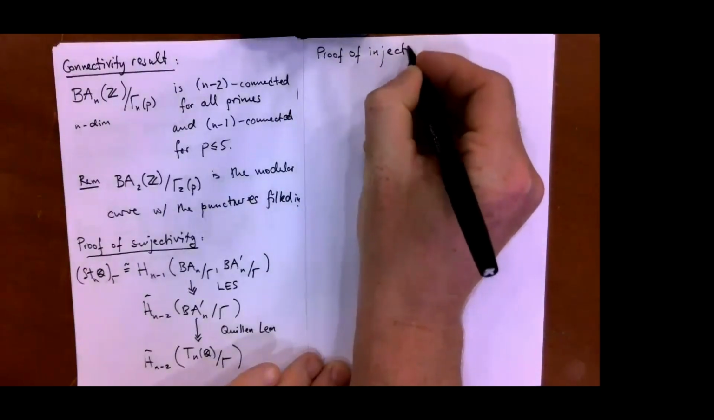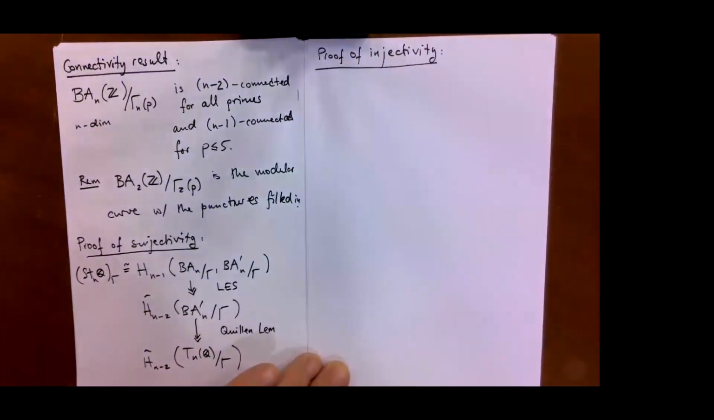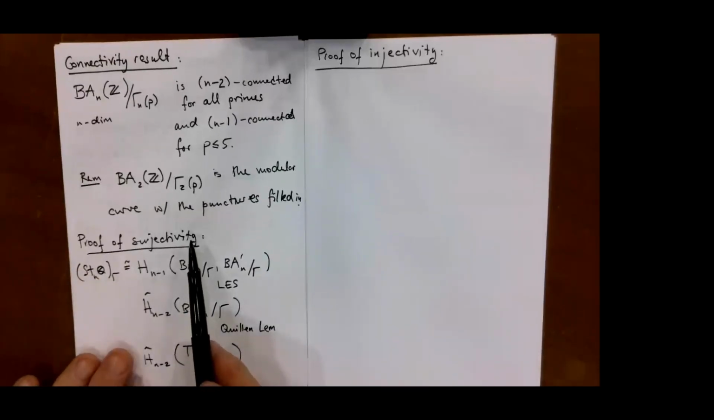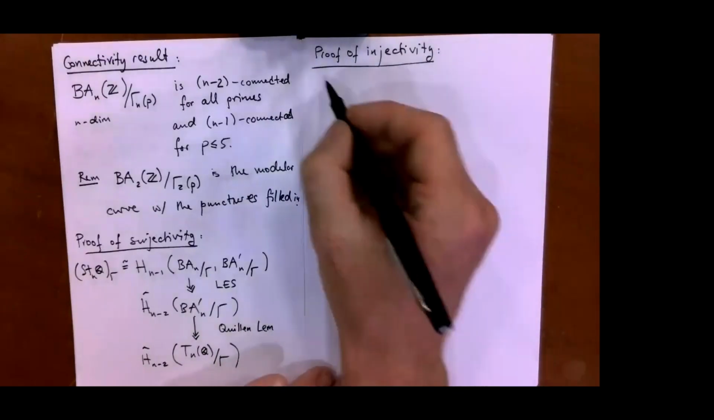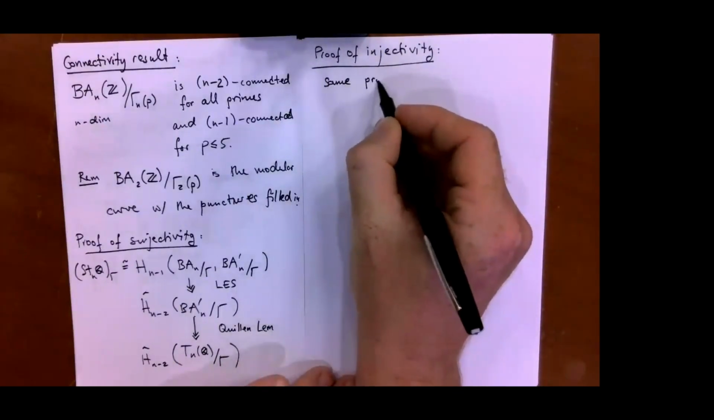Proof of injectivity. Well, it's the exact same proof, except that now in the long exact sequence, we do know that the group that comes beforehand is 0. I'll just say same proof.